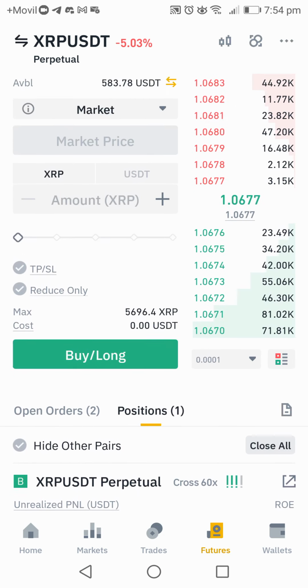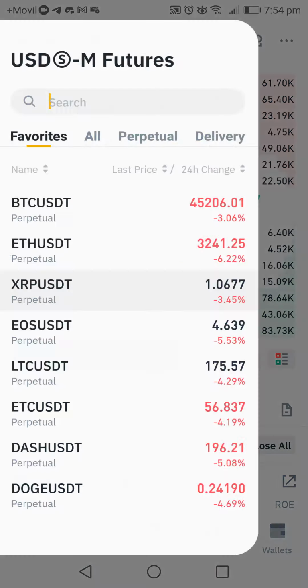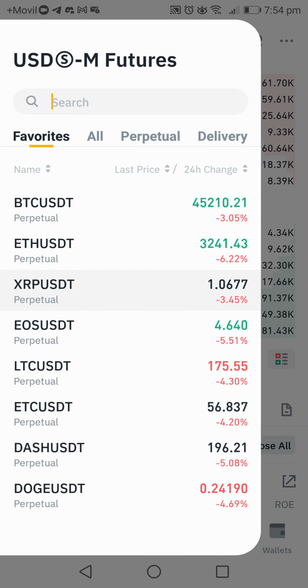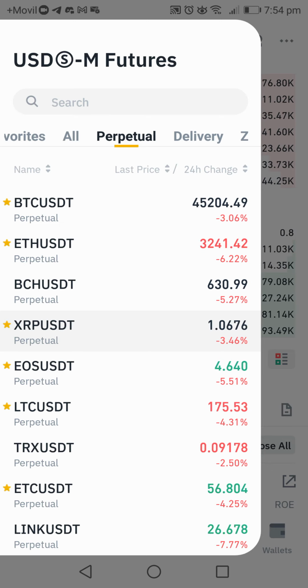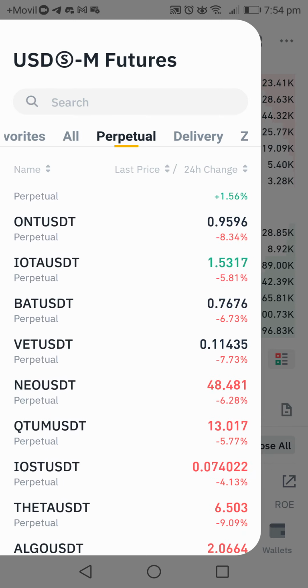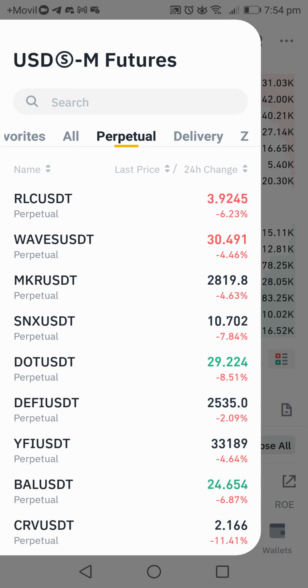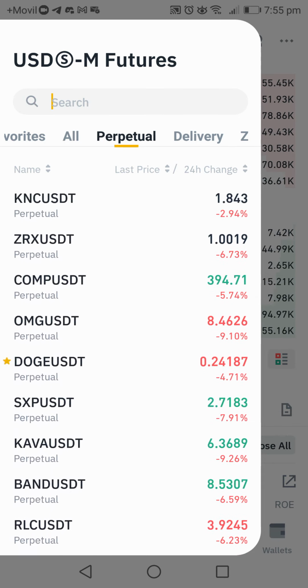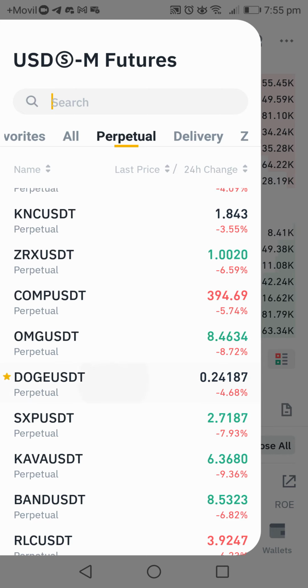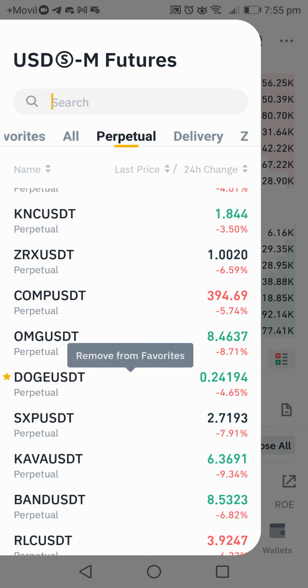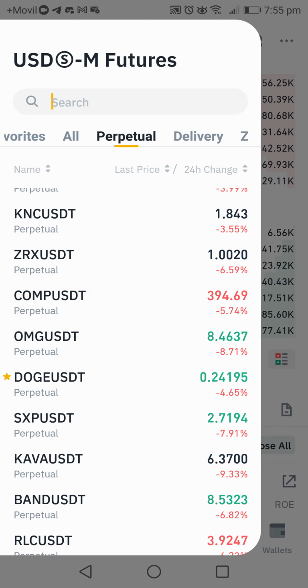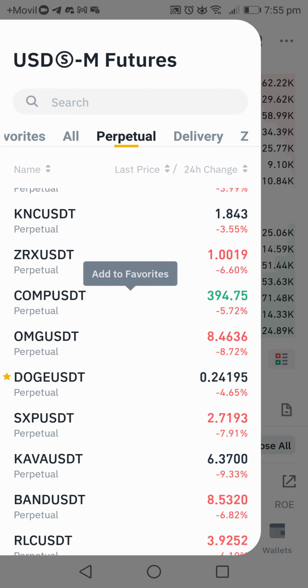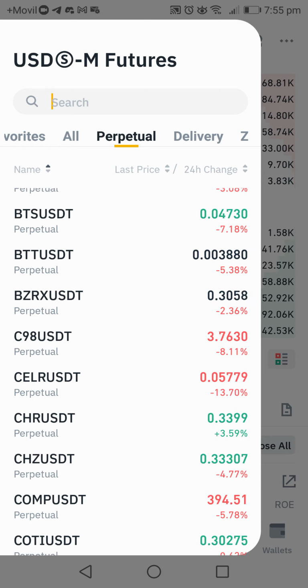Now you see where it says XRP USDT and there's two arrows. If you click that arrow, here you will have perpetual. All of these perpetual will use USDT. The ones that I use, as you can see, are the ones that have the stars. Instead of going through them manually, you can hold them down and then remove them or add them. So here, if I wanted to add COMP USDT, I would hold it and then click add, and then it would appear here in favorites.